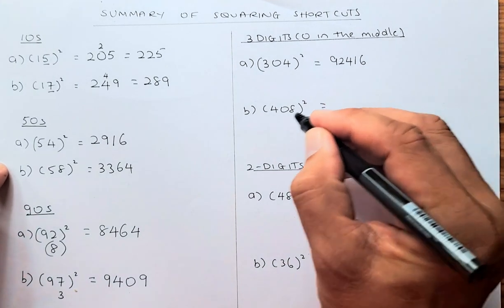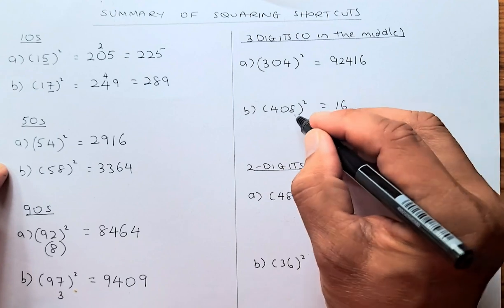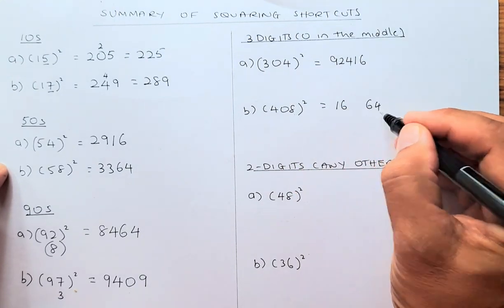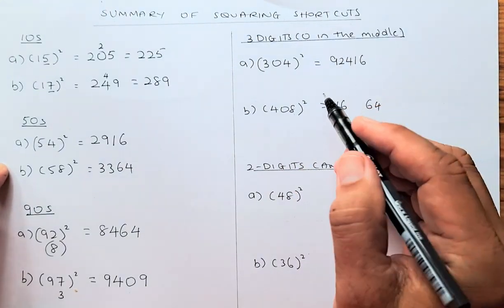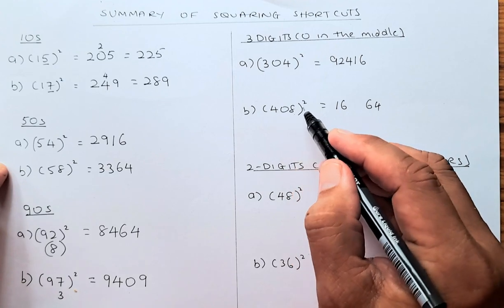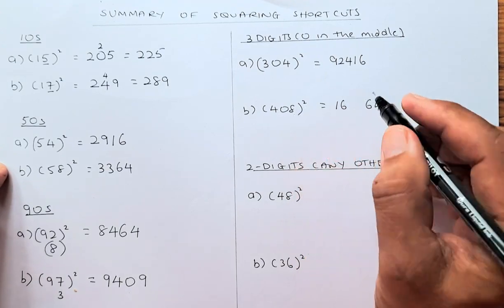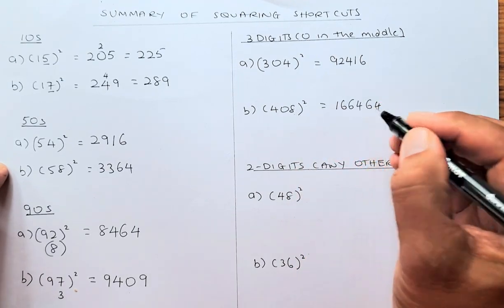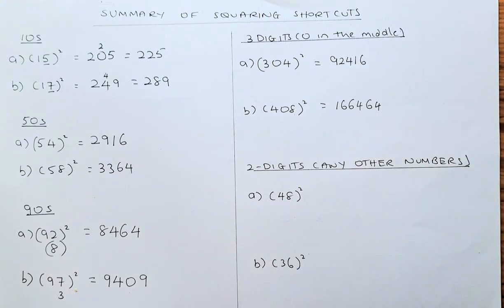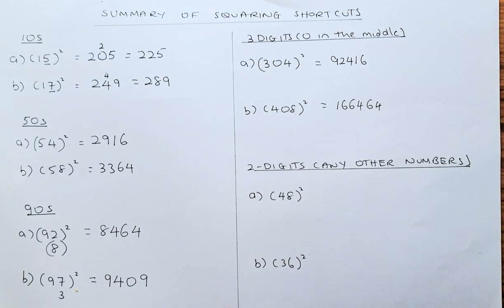For 408 squared, the same thing. You square 4, which is 16, and square 8, which is 64. And then you find the middle number by taking 2 times 4 times 8. 2 times 4 is 8, 8 times 8 is 64, and the answer is 166,464.